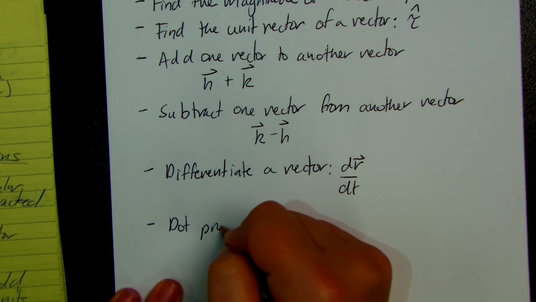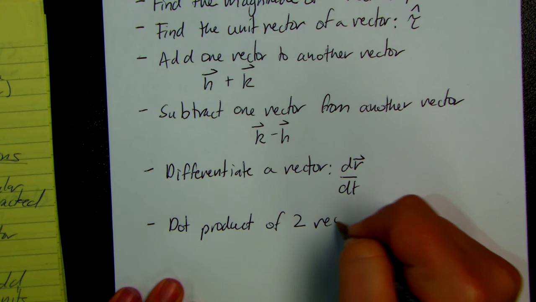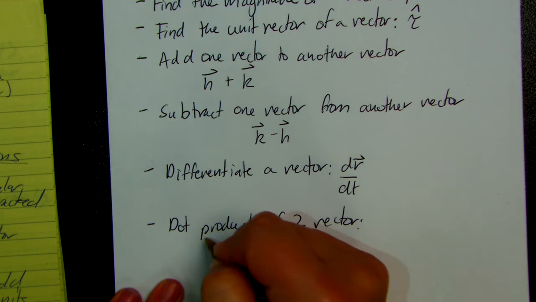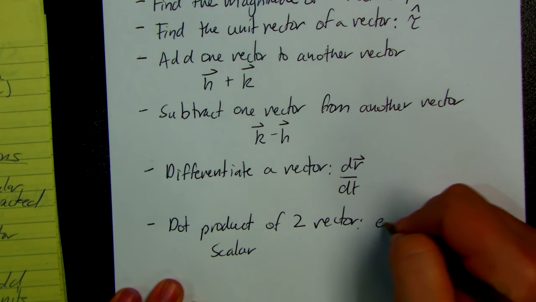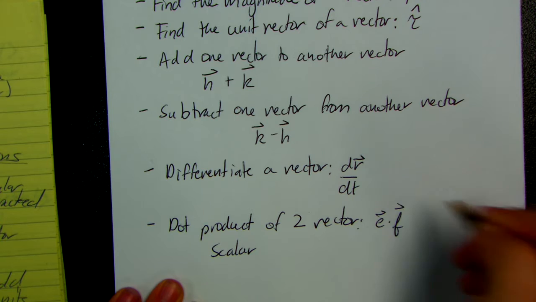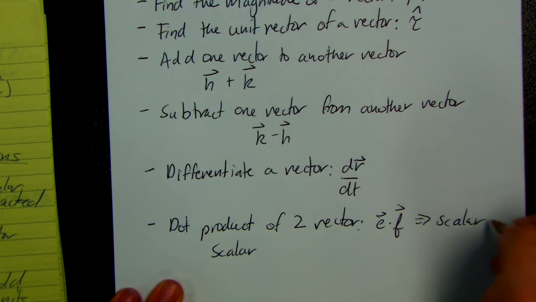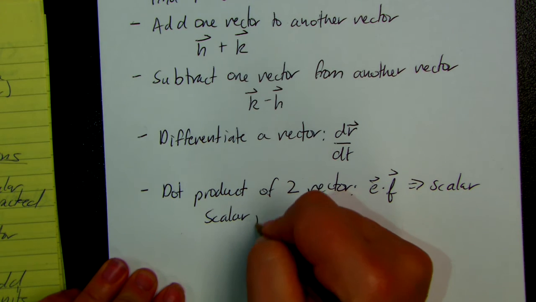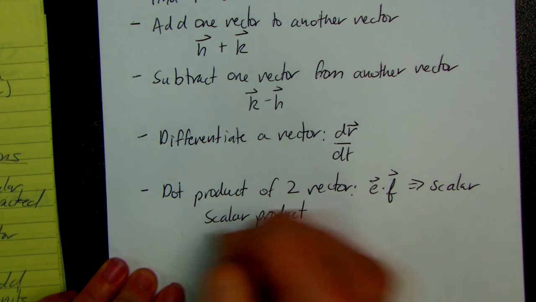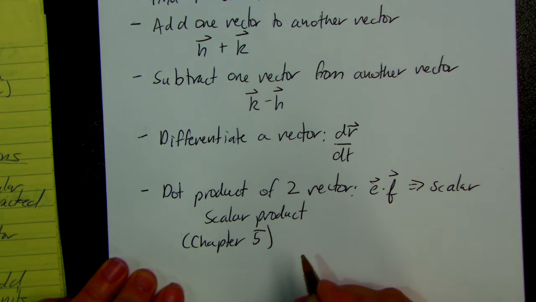Then we can do the dot product. There are two ways to multiply vectors. You can do a dot product of two vectors. The dot product is also called the scalar product, because if you take the dot product of vector E with vector F, it will produce a scalar result. We will learn about doing the dot product of vectors in Chapter 5.